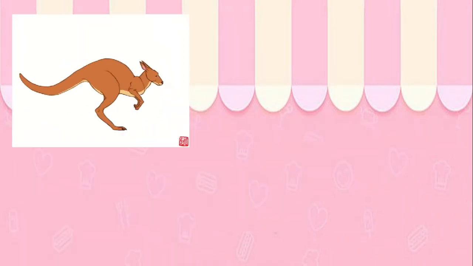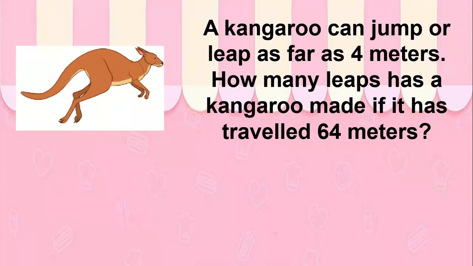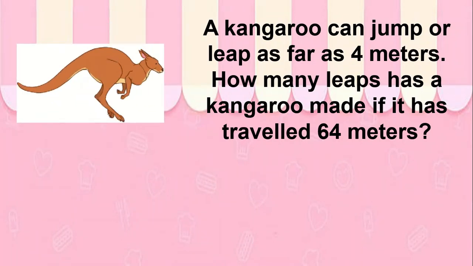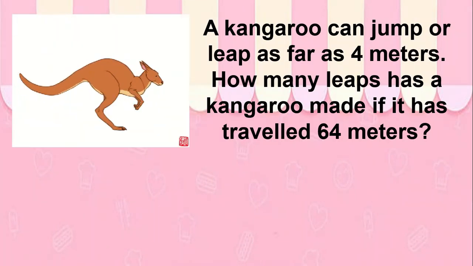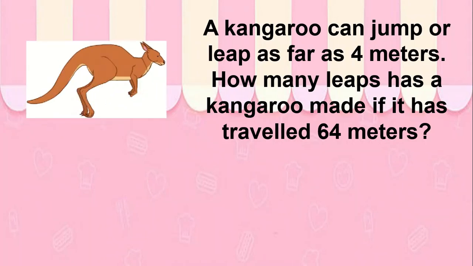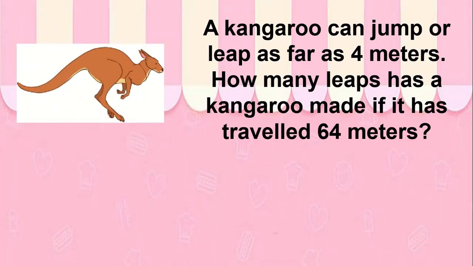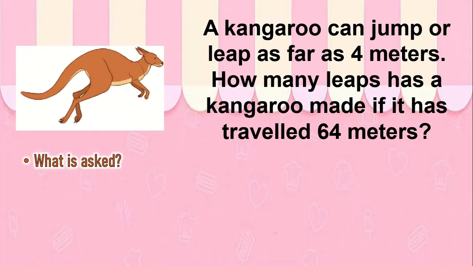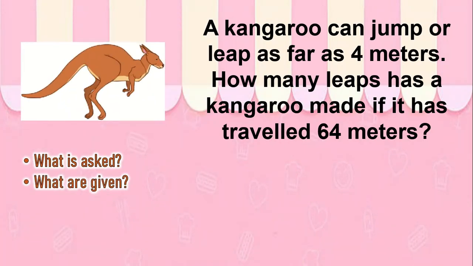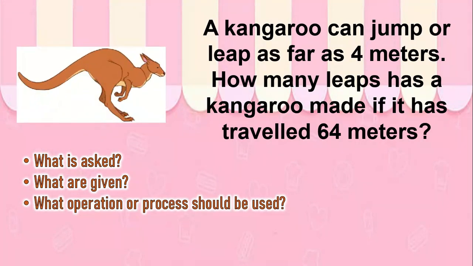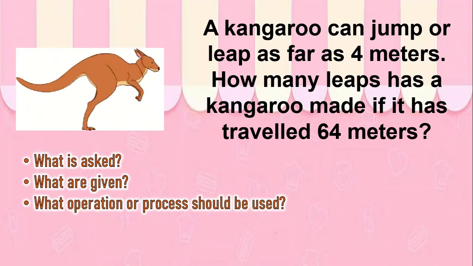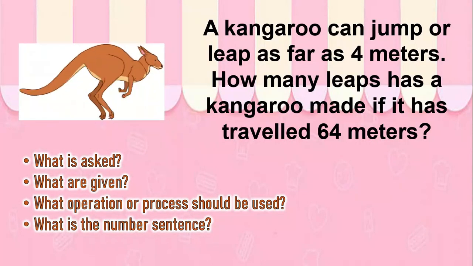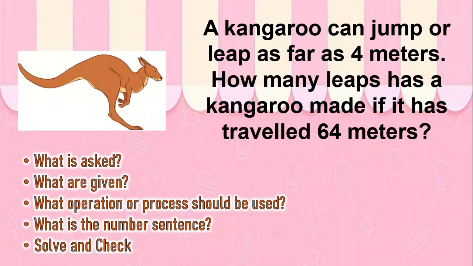A kangaroo can jump or leap 4 meters. How many leaps has the kangaroo made if it has traveled 64 meters? So we will know the steps. The first step is what is asked. The second step is what are given. The third step is what operation or process should be used. The fourth step is what is the number sentence. And the last one is you will solve and check.